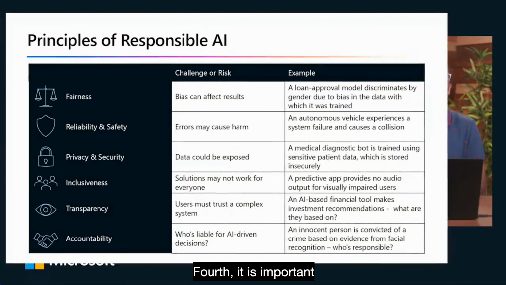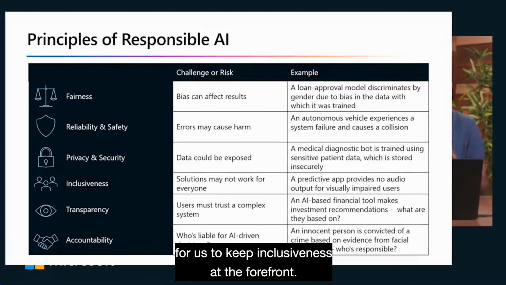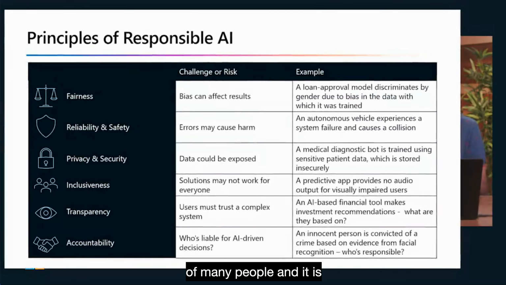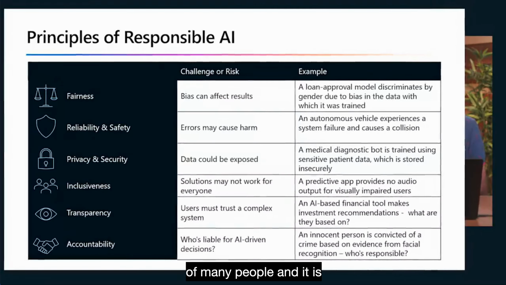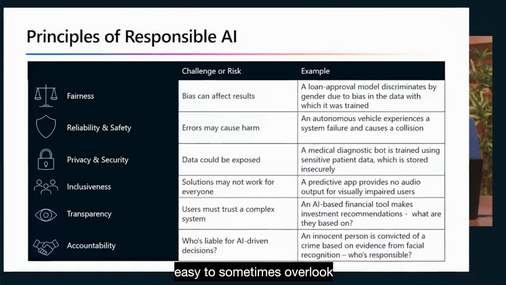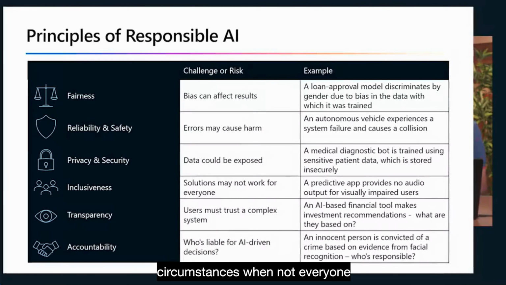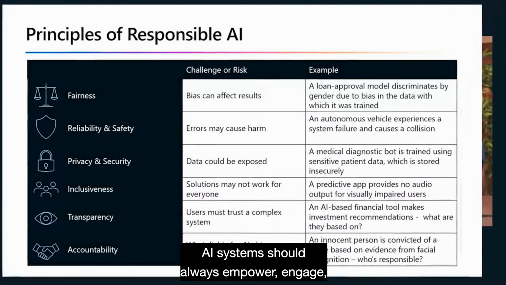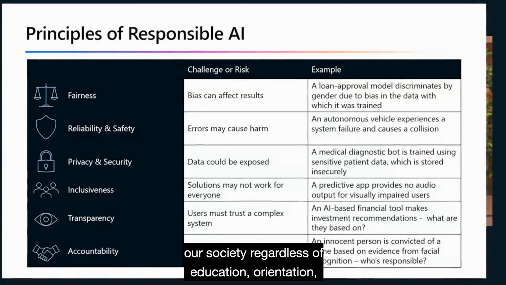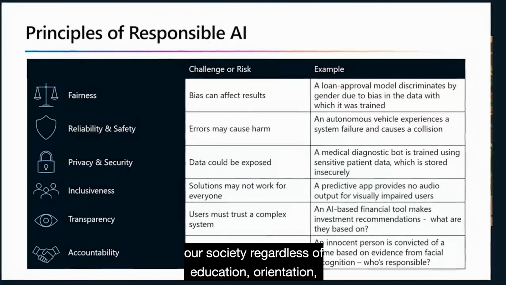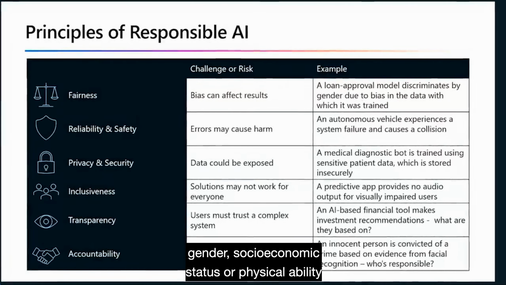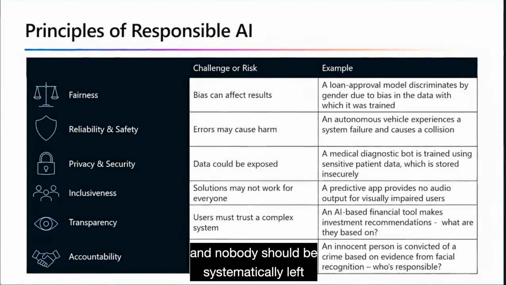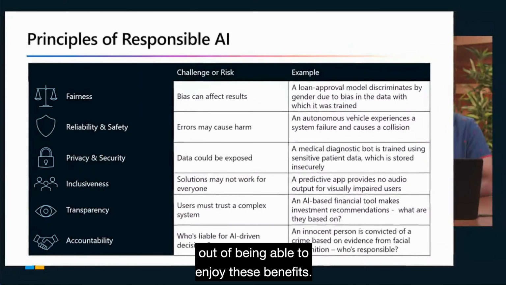Fourth, it is important for us to keep inclusiveness at the forefront. There are many solutions that improve the lives of many people, and it is easy to sometimes overlook circumstances where not everyone is able to benefit from that solution. AI systems should always empower, engage, and benefit everyone in our society, regardless of education, orientation, gender, socioeconomic status, or physical ability. And nobody should be systematically left out of being able to enjoy these benefits.